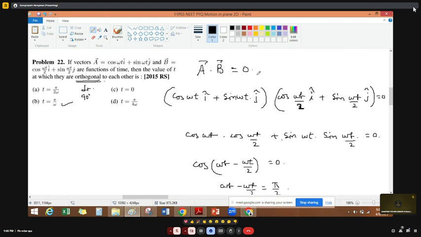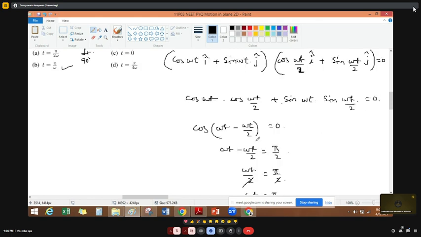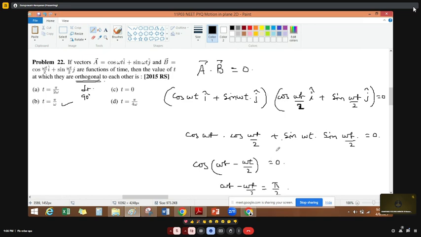So you see, we have been using this trick again and again. Even though the problem looks very complicated, it's nothing very complicated at all. Very simple if you know the trigonometry basics.